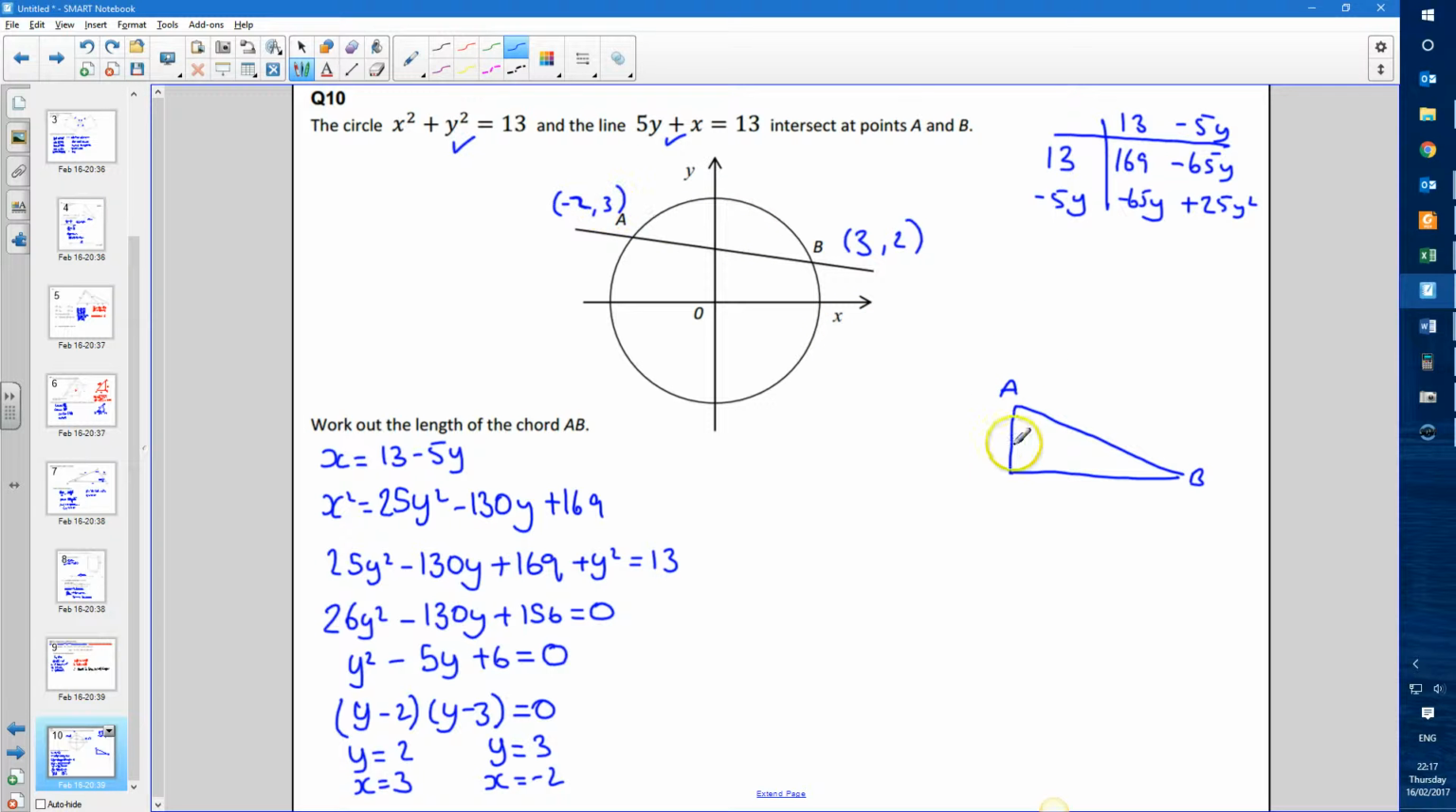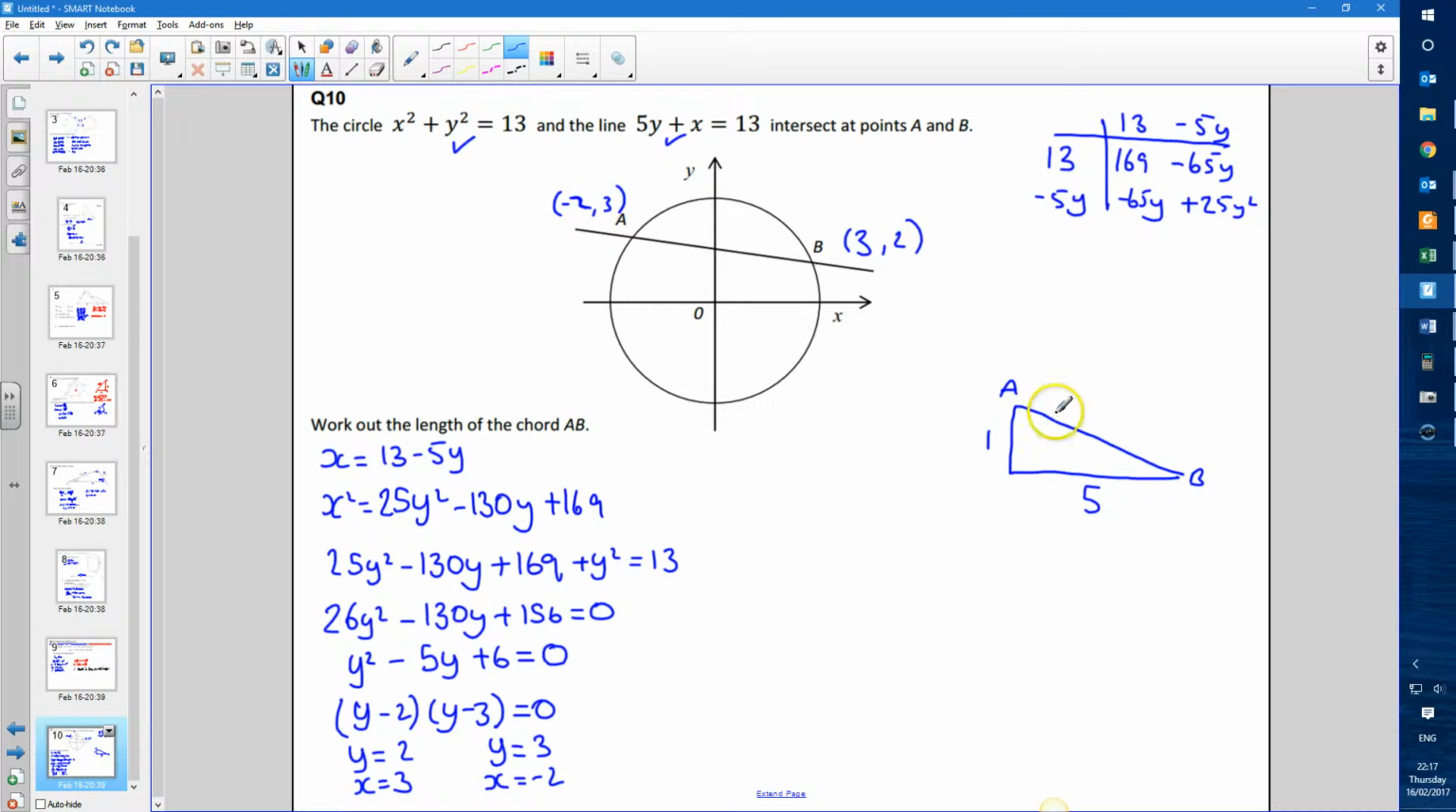Now, the height of this triangle is going to be the difference between the y coordinates. So it goes down from 3 down to 2. So that means that this length here must be 1. And the difference between the x coordinates is going to be, well, it goes from negative 2 here to 3 over here, which has a difference of 5. So it has gone along 5 over here.